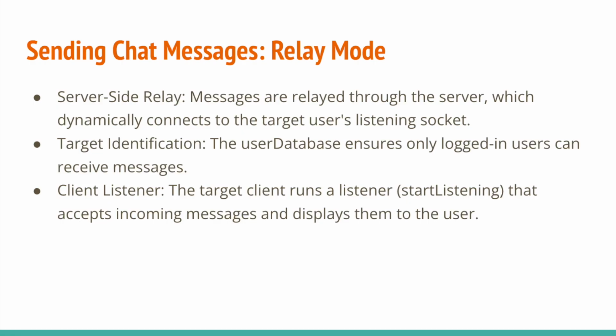For example, in the login and register commands down here, they update the shared user database safely using the mutex lock here. Now we explain how we implement the online chat using the relay mode, in which the server acts as a relay station to relay the message from client to client. A key part is target identification, in which we use the user database to ensure only logged-in users can receive messages. And the listener we implement on the client side runs a listener port that accepts incoming messages and displays them to the user, as we showed in the demo video at the very beginning.